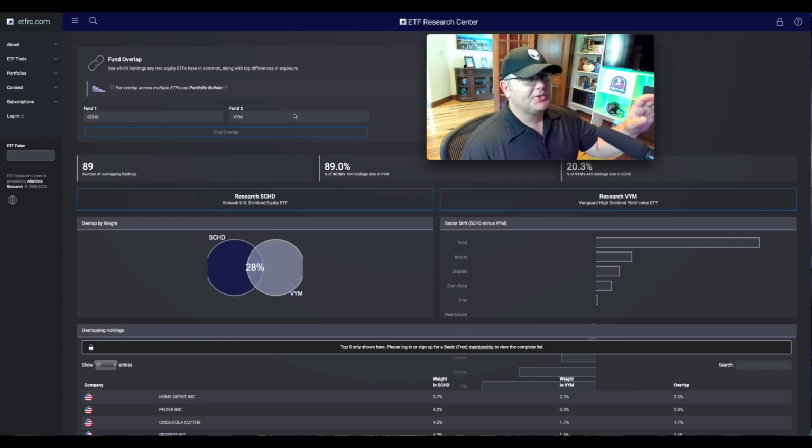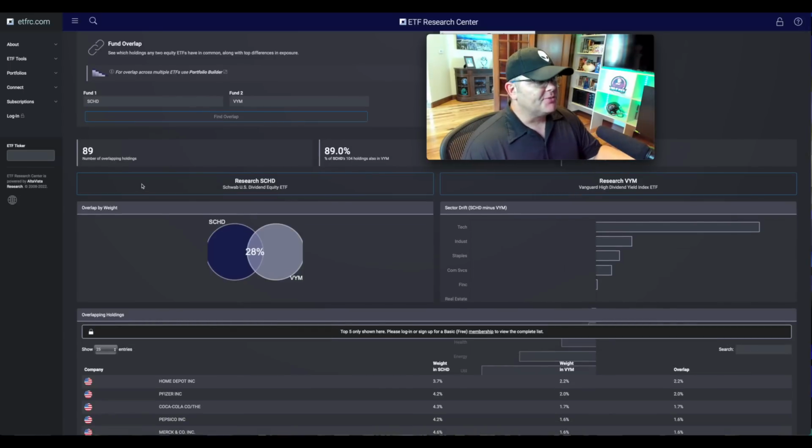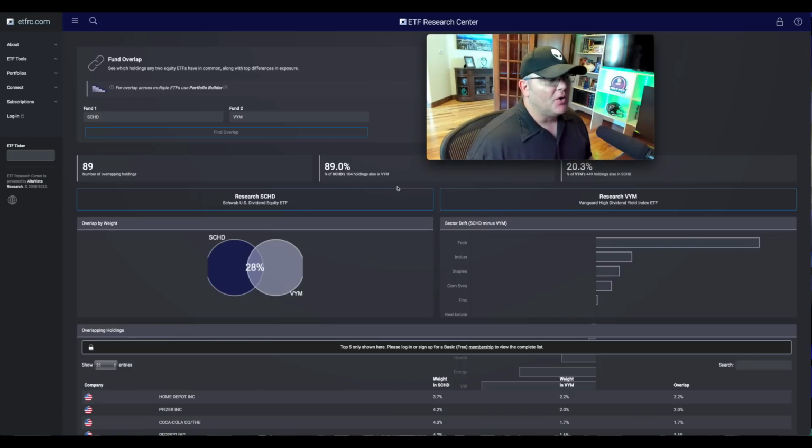What's really cool is it'll show you a fund overlap. So this is going to compare SCHD and VYM, and show me the overlap. And this is a really powerful tool. So 89% overlap, but they're comprised very differently. And you can see here, the blue is the Schwab and this gray color here is the Vanguard.